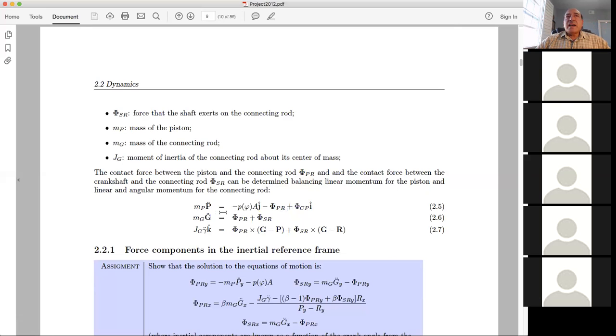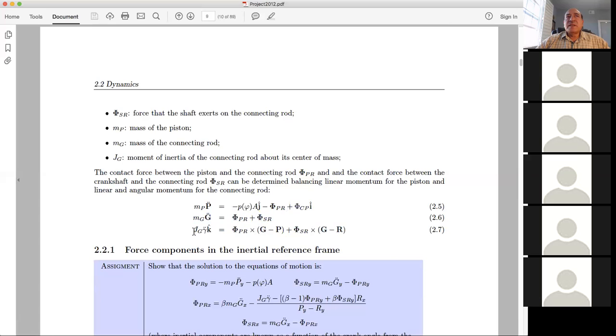And then you have the mass of the connecting rod, like here, this equation: mass of the connecting rod times its acceleration has the forces from the piston on the rod and the forces from the shaft on the rod, one from each end. And then we have angular momentum balance. So this is linear momentum: mass times acceleration equals forces.